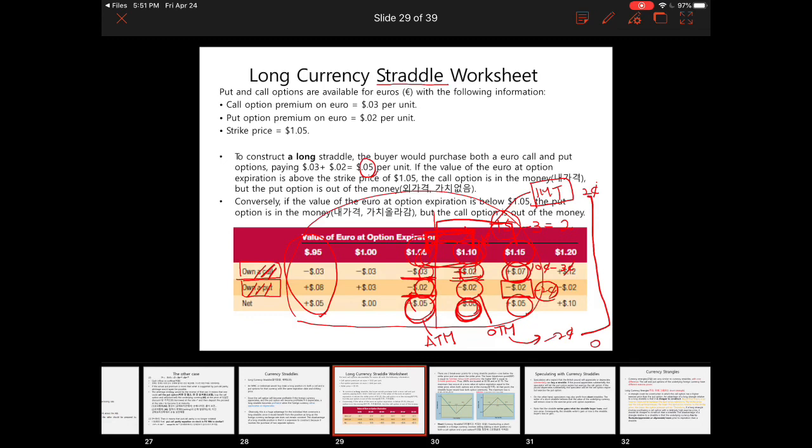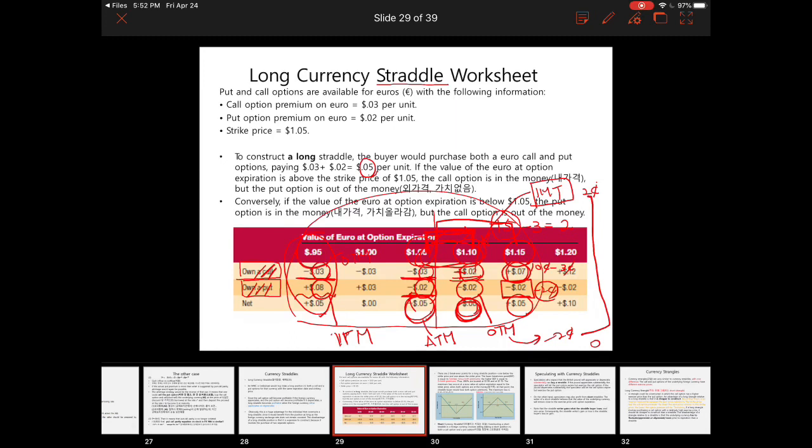What about if the value of the euro ends at 95 cents? Then the call option becomes out of the money. So you will lose the call premium. But what about the put? Now the put becomes in the money. ITM. Then how much can you earn by the exercise?